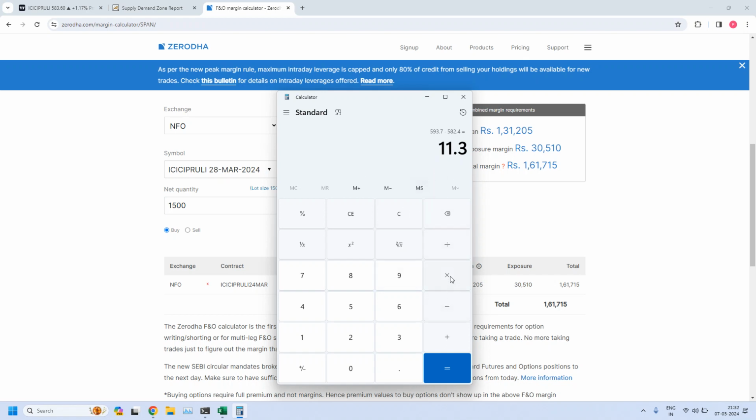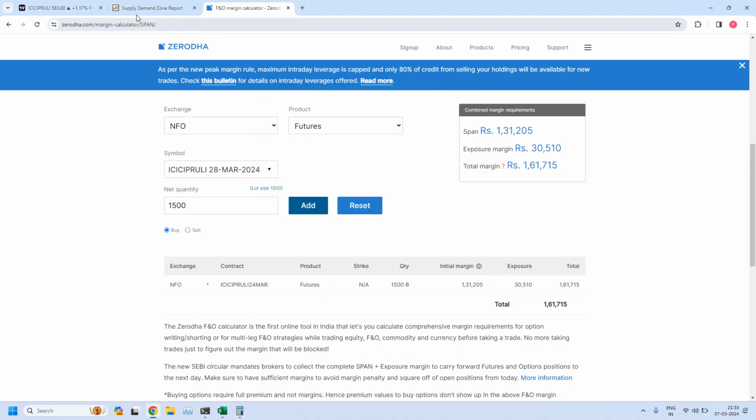See, 11.3 into 1500, you got 16,950 rupees profit in 3 minutes. You know what the ROI is? Into 100 divided by 1,62,000 approximately. You got 10.5% ROI. 10.5% ROI, 16,950 rupees profit. That means close to 17,000 rupees in just 3 minutes.